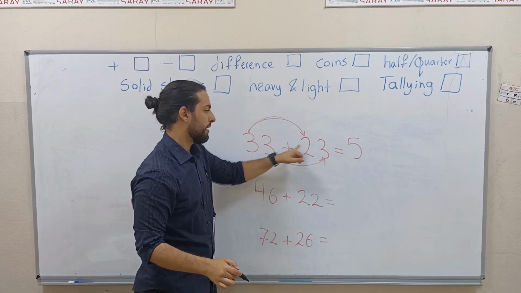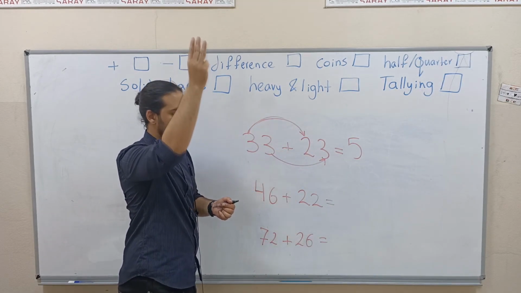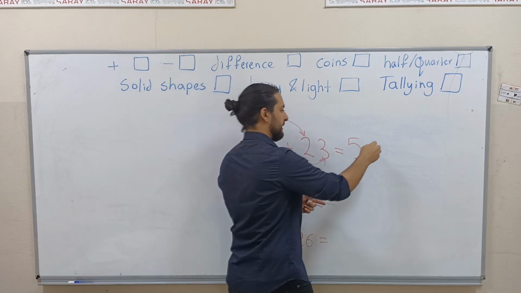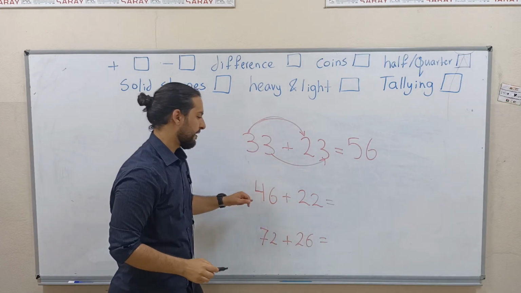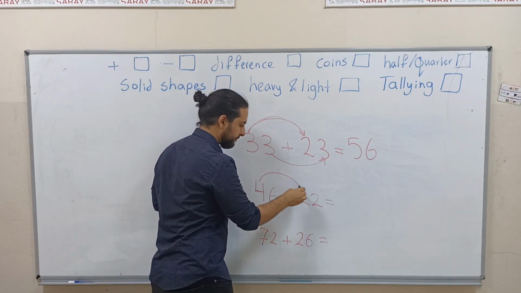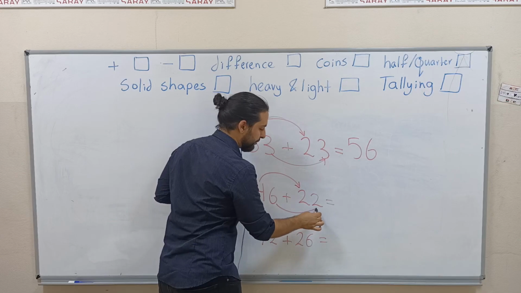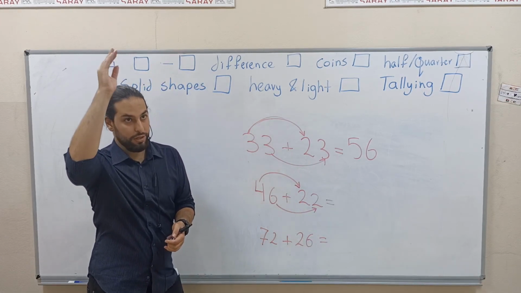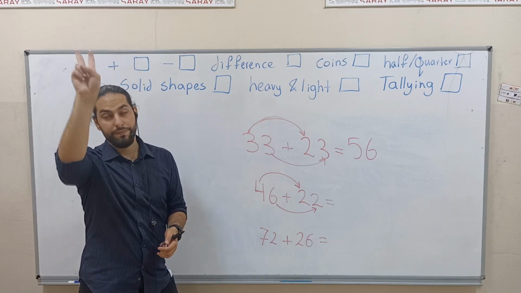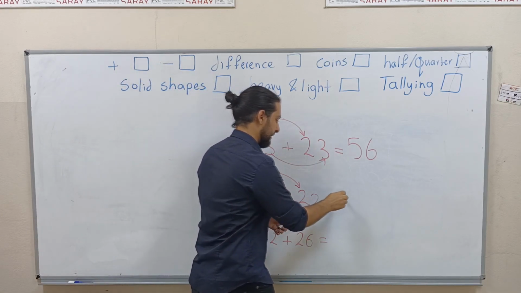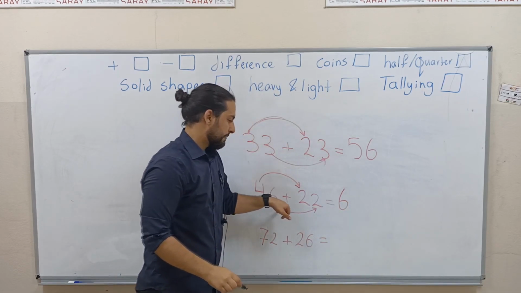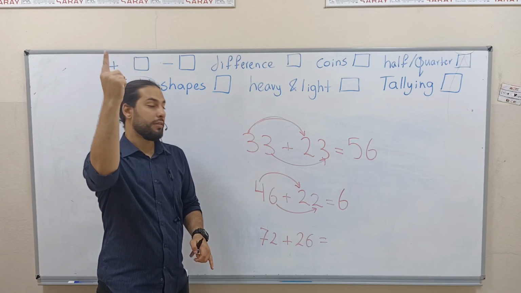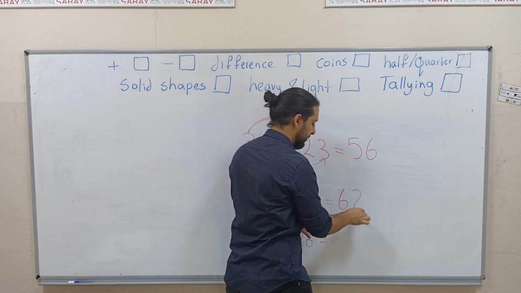And then 3 plus 3. So we have 3 in our heads, and then 3 in our hands. So 3, 4, 5, 6. Okay? Then we have 46 plus 22. Tens together and units together. So 4 plus 2. 4 is more, and then 2 is less. So 4, 5, 6. And 6 plus 2, 6 is more. So 6, 7, 8. This is the answer to this one.